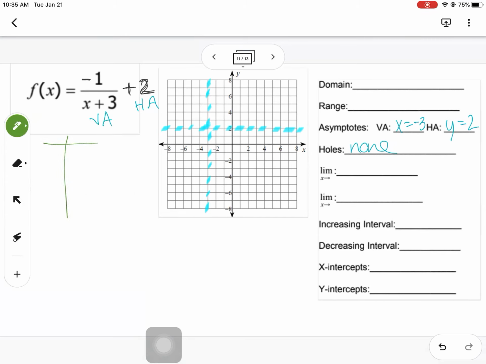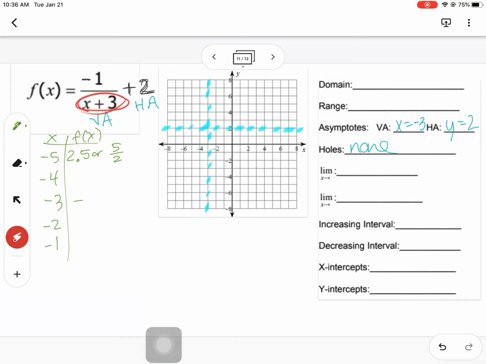And then I'm going to make my t-chart. -3 is going to go in the middle because that's my vertical asymptote. And then I'm going to plug in things left and right. So -4, -5, and then -2, -1. If I just go down the row and plug them in, plugging in -5, that gives me a -2. So this is -1 over -2, or +1/2. So it's going to be 1/2 plus 2, which is 2.5. And again, you can write that as a fraction. It would be 5 over 2. Either way is fine.